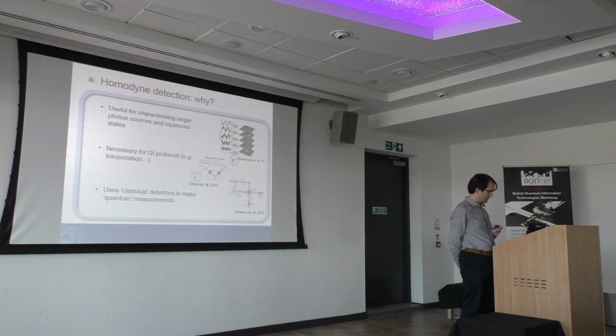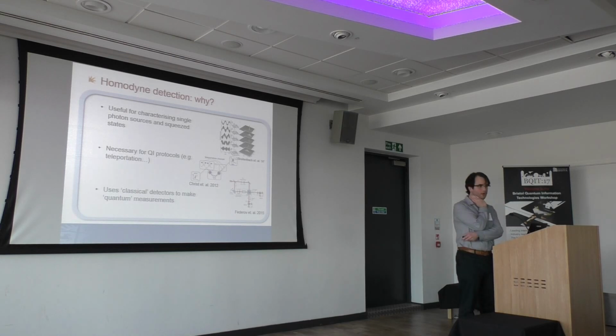Okay, so homodyne detection, why? I feel like this slide is maybe a little bit redundant given the two previous talks, but I'll go through it anyways. So we know, or at least we may know, that homodyne detection is useful for characterizing states of the quantum electromagnetic field. We use this on things like Fock states and squeezed states, non-classical states that are going to be useful for all types of very important quantum information protocols. We just saw an example of this in Akira's talk.